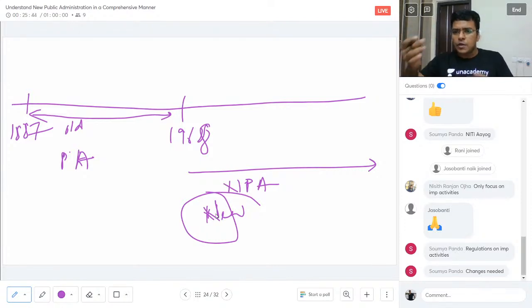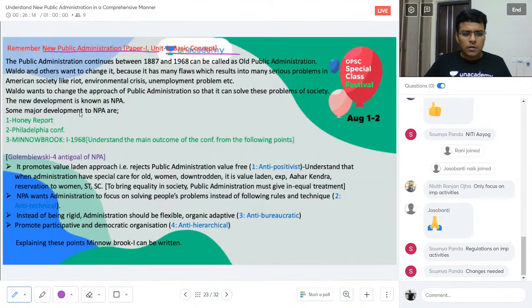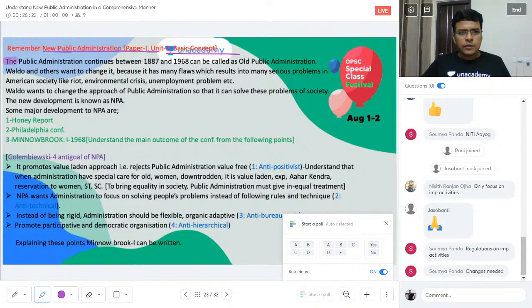New public administration emerged rejecting the concept of old public administration, which continued for nearly 80 years. Some theorists rejected it. They brought a new concept, a new orientation to study and practice public administration, which was known as new public administration. Understand? So the public administration that continued between 1887 and 1968 can be called old public administration. For your understanding, we can call it old public administration, so don't be confused about why this is new.